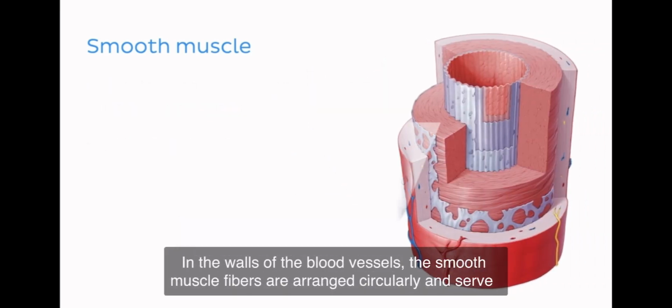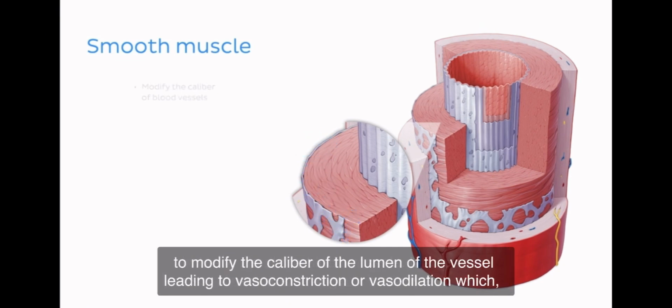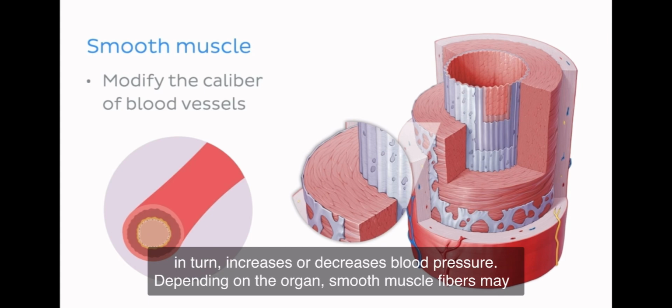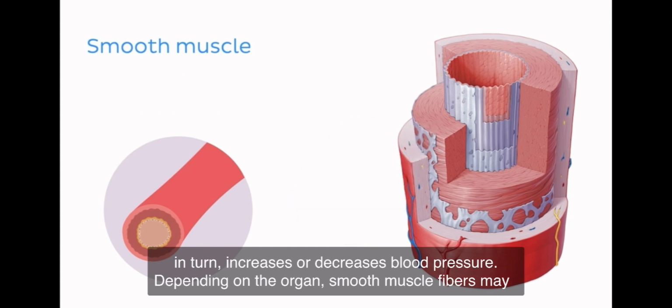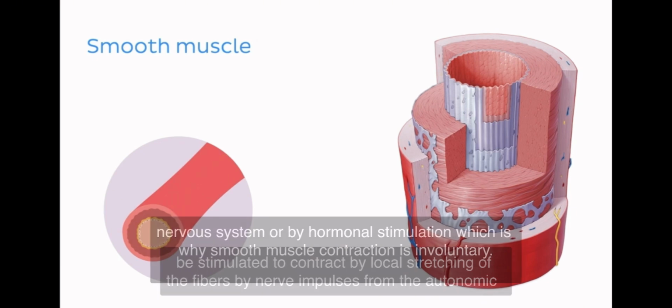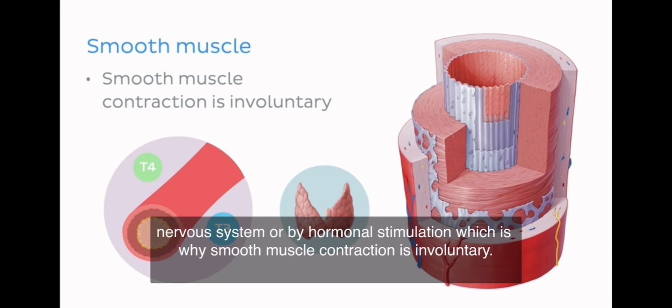In the walls of the blood vessels, the smooth muscle fibers are arranged circularly and serve to modify the caliber of the lumen of the vessel, leading to vasoconstriction or vasodilation, which in turn increases or decreases blood pressure. Depending on the organ, smooth muscle fibers may be stimulated to contract by local stretching of the fibers, by nerve impulses from the autonomic nervous system, or by hormonal stimulation, which is why smooth muscle contraction is involuntary.